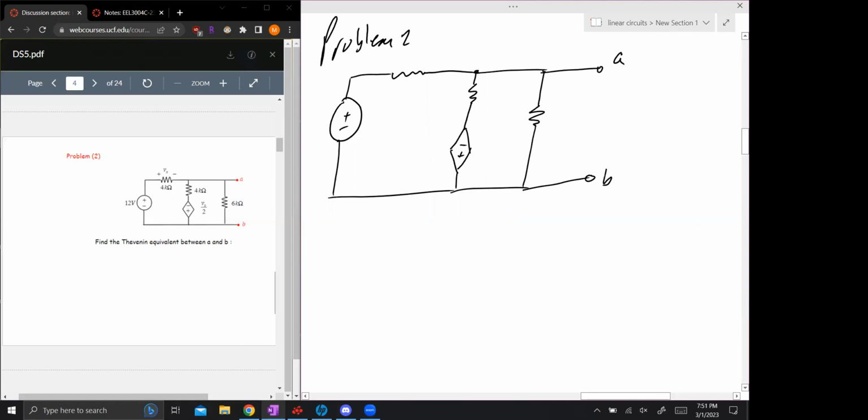A, B, 12 volts. X, 4 kilo ohms. 4 kilo ohms. So we're going to find the Thevenin circuit. So this is open circuit, V Thevenin. So I'm going to tell you right now, this is not looking too bad. And here's kind of why.